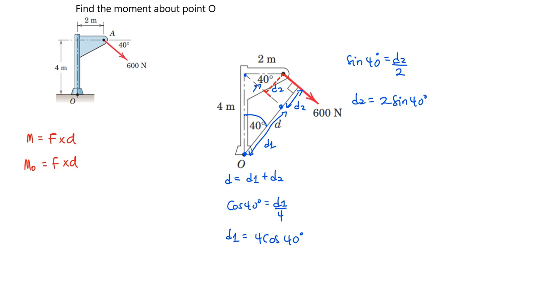In all, you're going to have D to be equal to 4 cosine of 40 degrees plus 2 sine of 40 degrees. This will give us a value of 4.35 meters for D. So in all, you're going to get the moment about point O to be equal to the 600 Newton multiplied by D, which is 4.35 meters. Let's simplify this and see what you're going to get. 600 times 4.35 will give us a value of 2,610 Newton meter. So this will be the moment about point O.